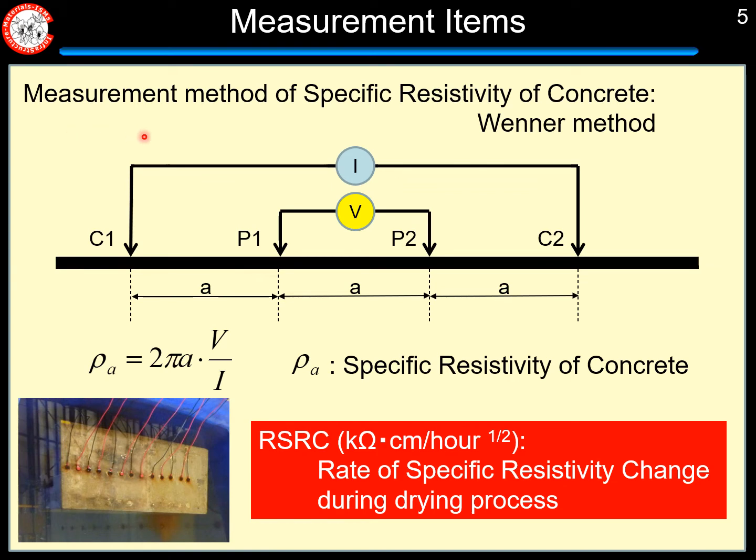This slide shows the measurement method of specific resistivity of concrete. We use the Wenner method to measure the specific resistivity and put the current electrode and voltage measurement electrode like this. From this equation, we can obtain the specific resistivity of concrete. And the rate of specific resistivity change during the drying process, RSRC, was monitored during the corrosion process, during the drying process like this.